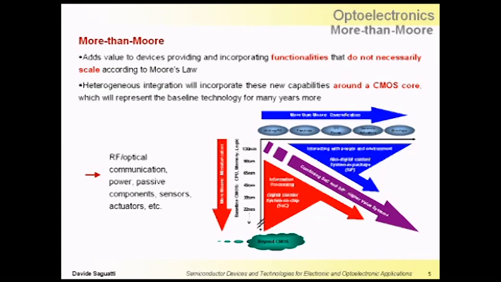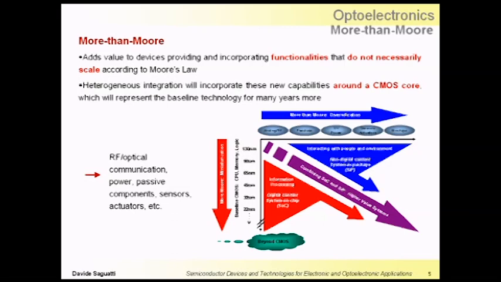The red wire which links optoelectronics with electronics in the current years is the More than Moore, which my colleague Luke has explained before. It's another dimension of the roadmap of semiconductors.